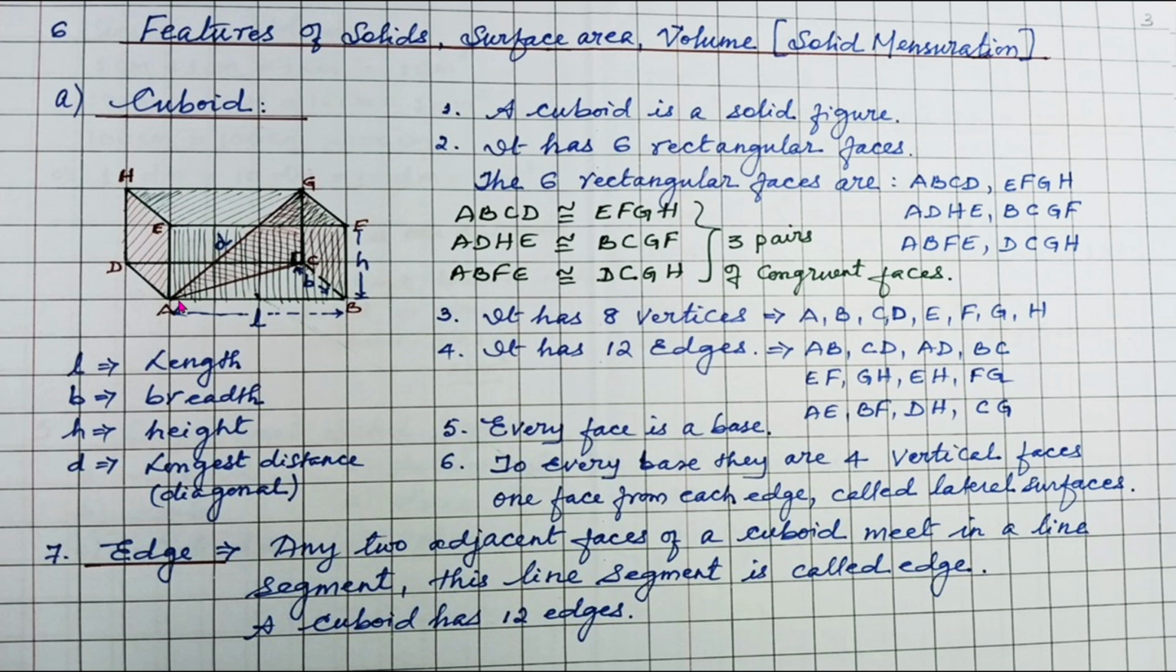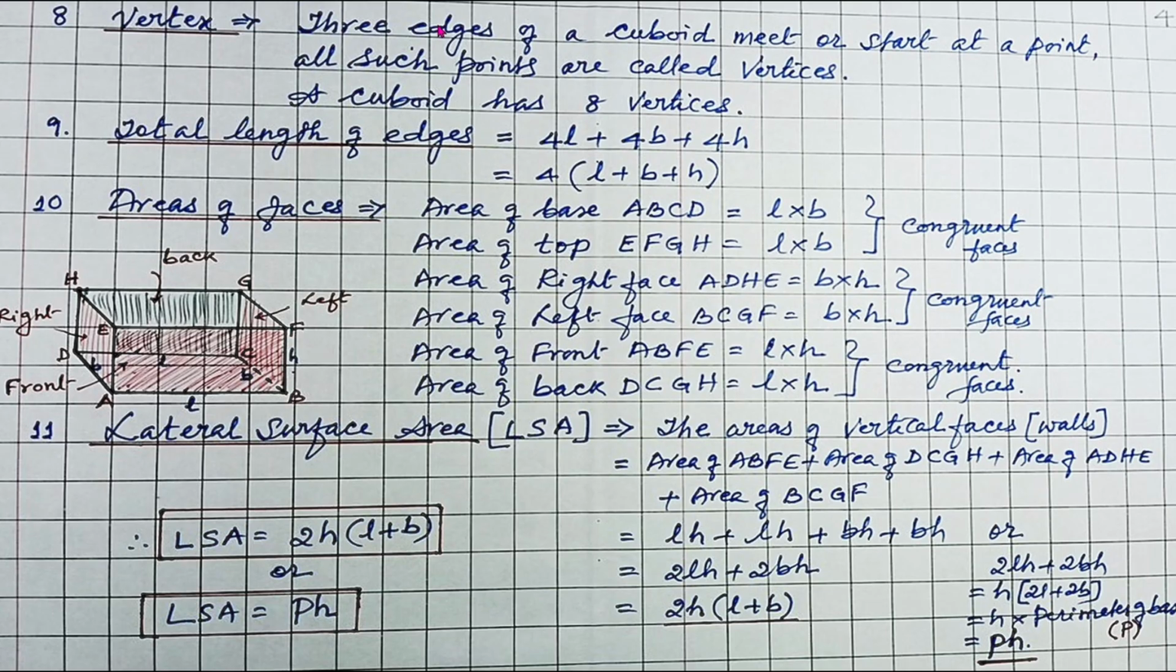Now the question is, what is an edge? Any 2 adjacent faces of a cuboid meet in a line. If I take this surface and this surface, they meet at a line EF, and if I take this surface and this surface, they meet at the line HE. These line segments where 2 adjacent faces meet are called an edge, and in a cuboid there are 12 edges. Now vertex. The 3 edges of a cuboid, if you see the 1st edge, 2nd edge, 3rd edge, they meet at a point or start from a point, and that point is called the vertex, and a cuboid has 8 vertices.